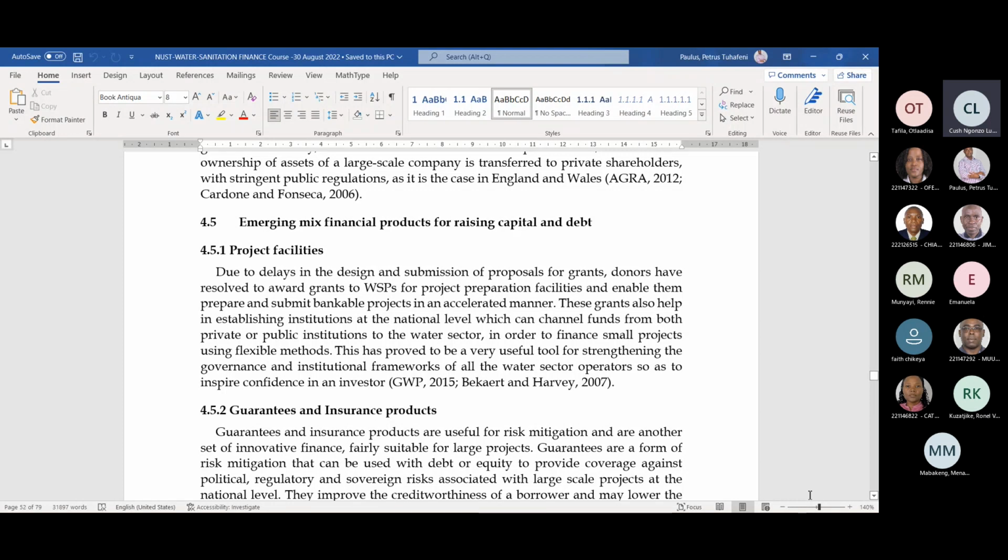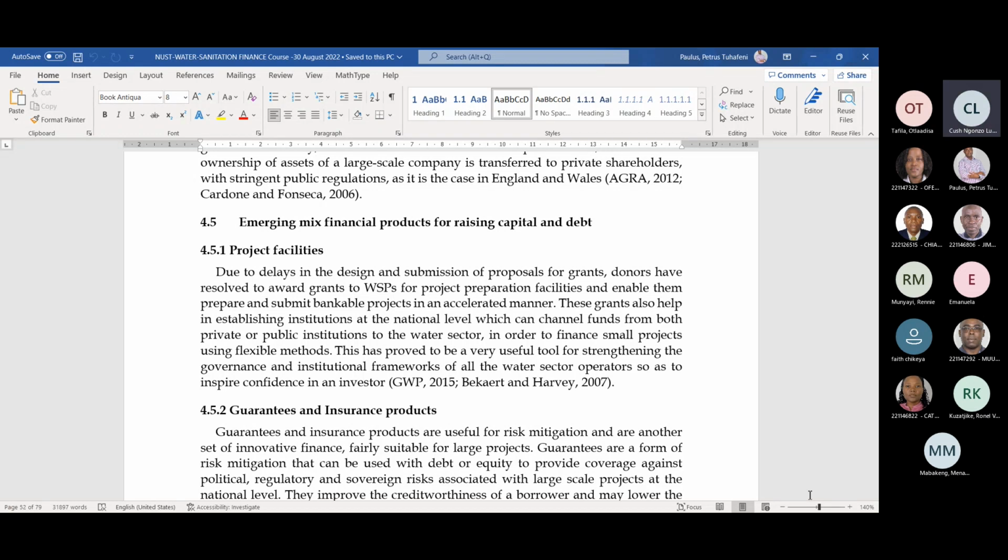Now we have seen that we have moved from traditional types of concession to the new types of concessions that enable the government to build large-scale infrastructure. Now there are new facilities that help governments and private companies to design and submit proposals for grants. So here, facilities have proved to be a very useful tool for strengthening the governance and institutional frameworks of the water sector.